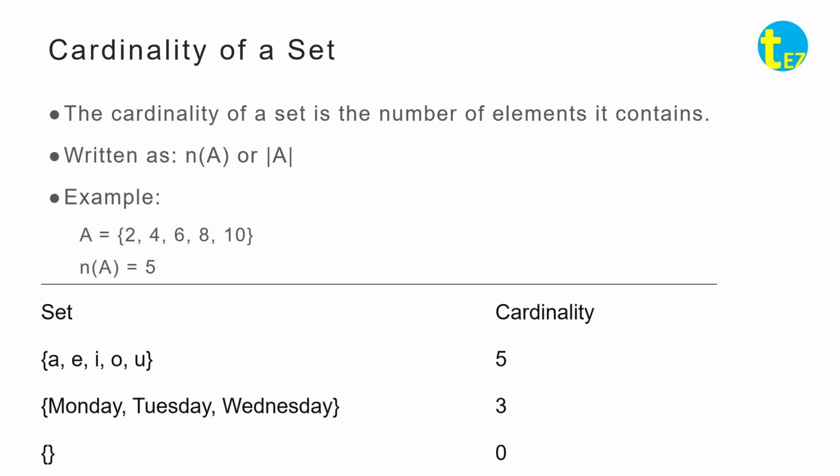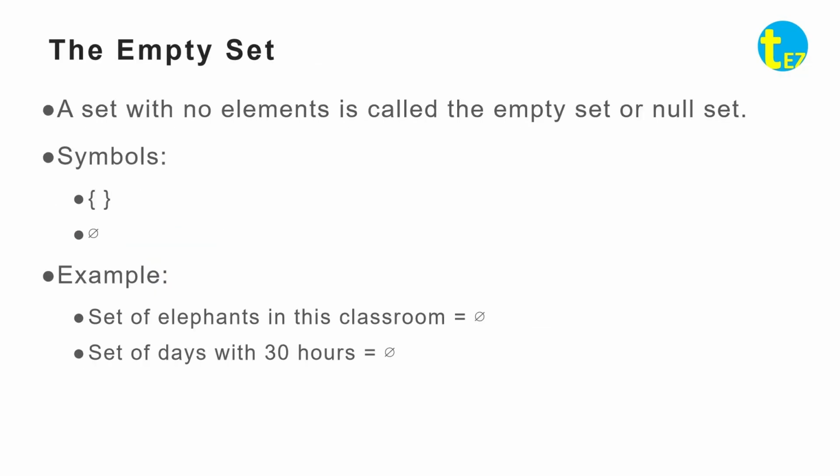Now let me tell you about a very special set, the empty set. The empty set is the set that has no elements. It is completely empty. So we can write it in two ways: either as an empty pair of curly braces like this, or using this special symbol, which is called the null set symbol.